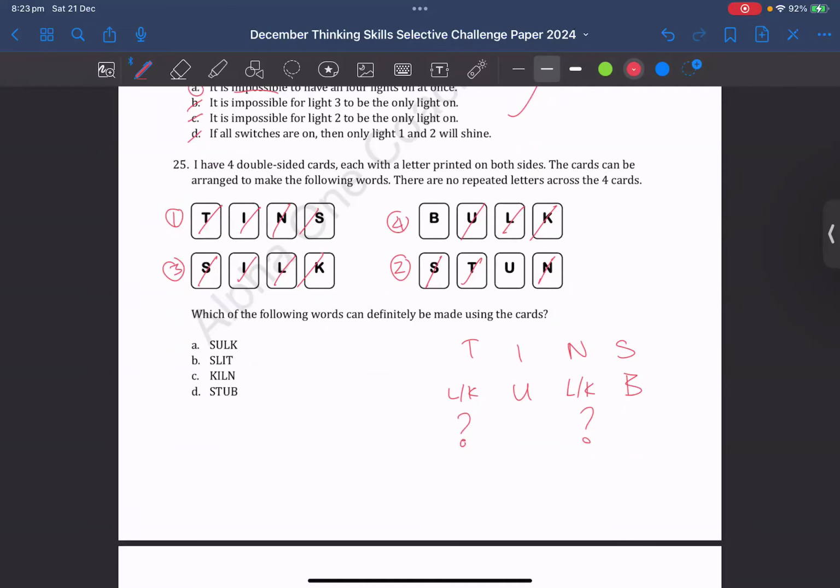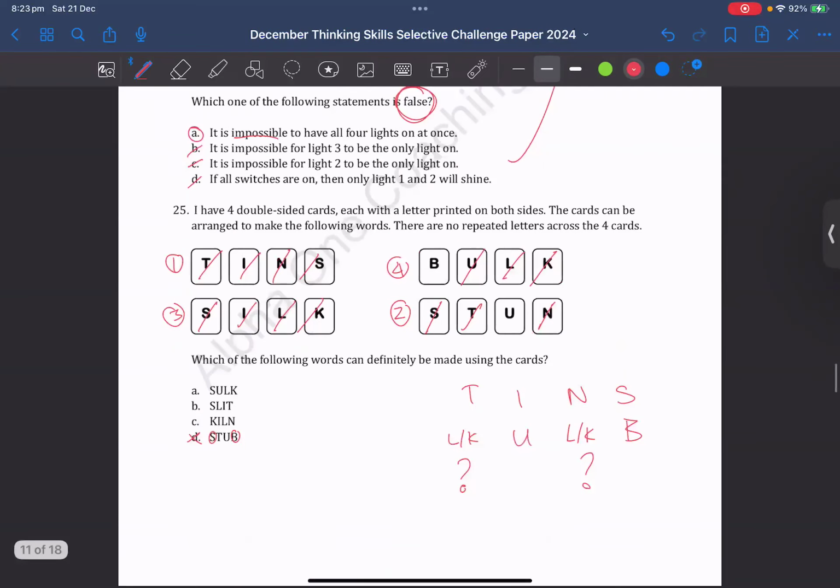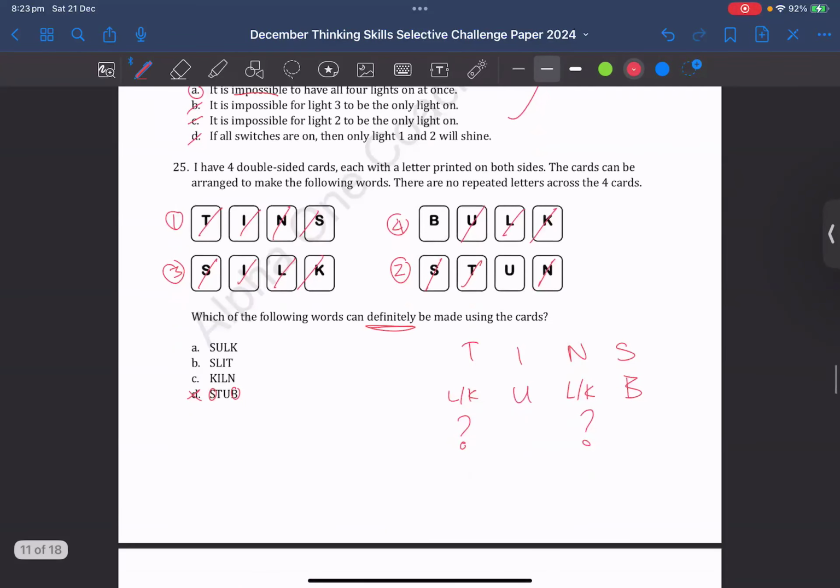So just going through, D can be eliminated because S and B are opposites, therefore that's wrong. Now for B and C, the question is asking which one can definitely be made. I can eliminate B because I don't know if L and T could be opposites, right? And in case they are opposite, then we know they can't go together. So because we don't know, we can't tell.